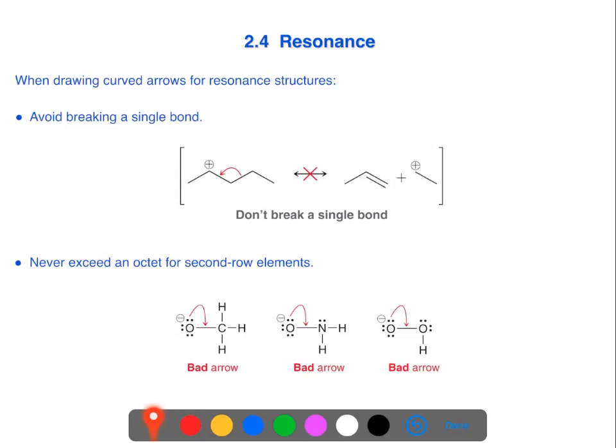A second rule to follow when drawing resonance structures is to never exceed the octet for second row elements, which basically states that when we draw our resonance form, we should never have more than 8 electrons around a particular atom from the second row. And so, for example, if we were to draw what we would possibly perceive as a possible resonance structure for this example, we would end up with the following.